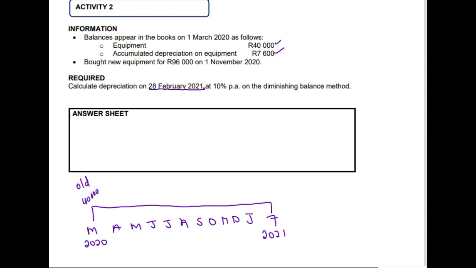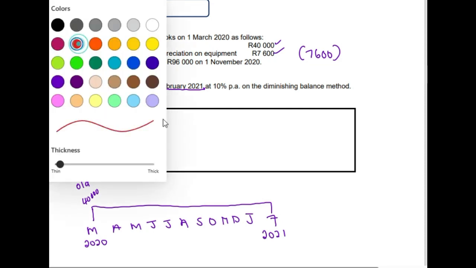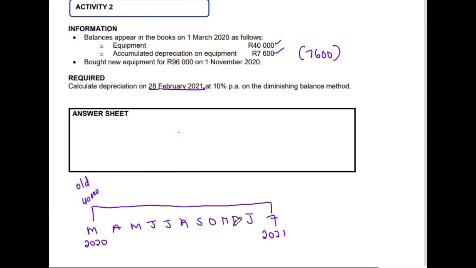40,000. And then we also have accumulated depreciation. Bear in mind, 7,600 is our accumulated depreciation. The following point says bought new equipment for 96,000 on the 1st of November. So we go for the 1st of November. This is our November, and we have new equipment. It was bought for 96,000 during November.